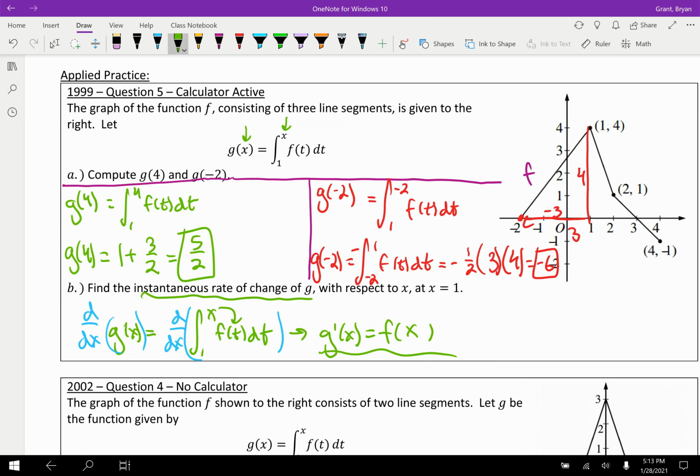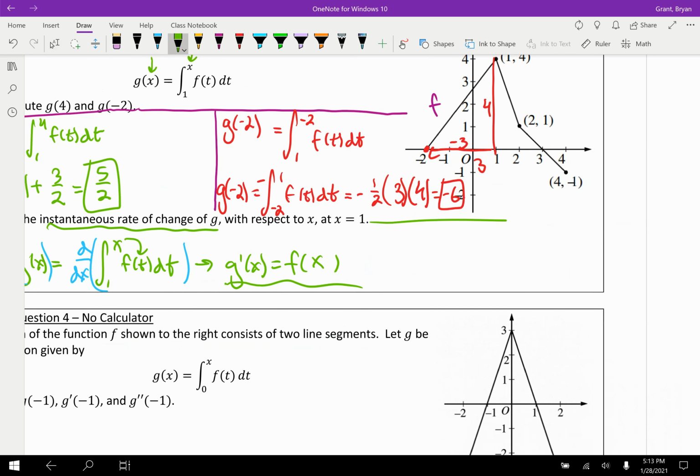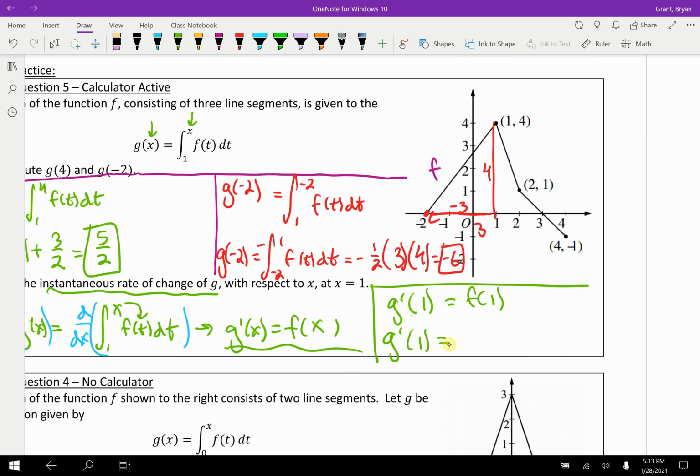However, they didn't just ask what's the instantaneous rate of change of g. They said at x equals 1. So if we want to find that, let's find g prime of 1, and that is going to be found by doing f of 1. I always like to keep writing g prime so that I don't lose myself in all the different variables here. So g prime of 1, what is f of 1? Well, if we look at the graph up here, this is the graph of f, and f of 1 is 4, right? You input 1 into your function called f, and you get an output of 4.